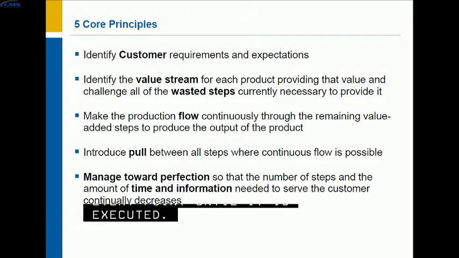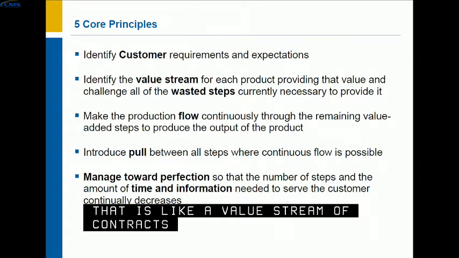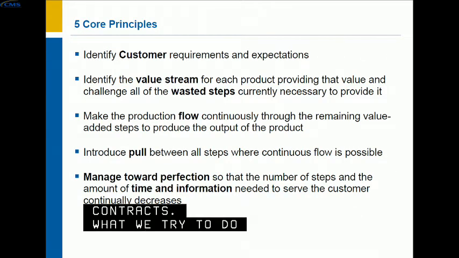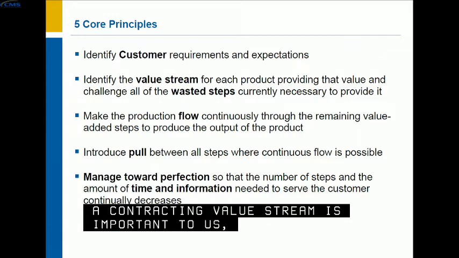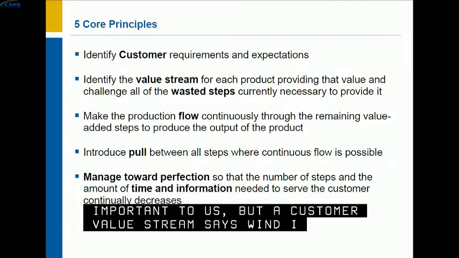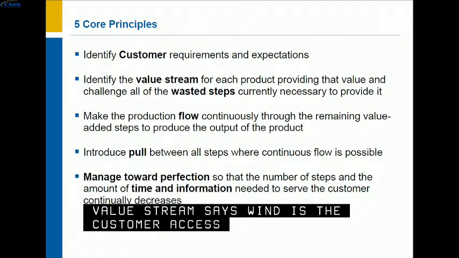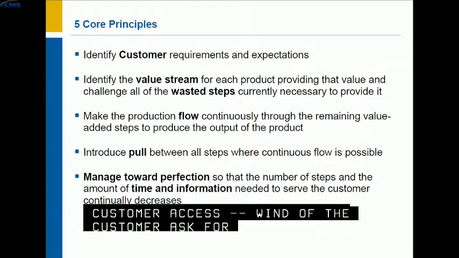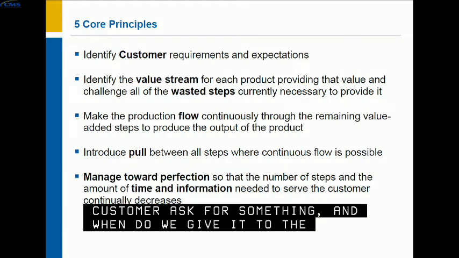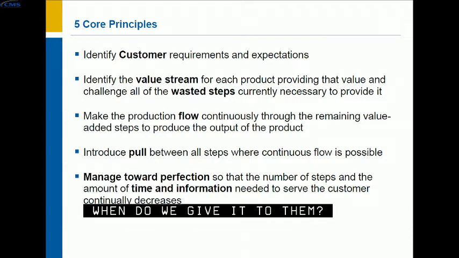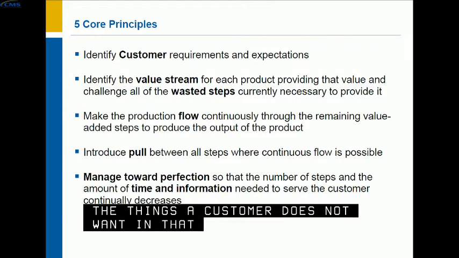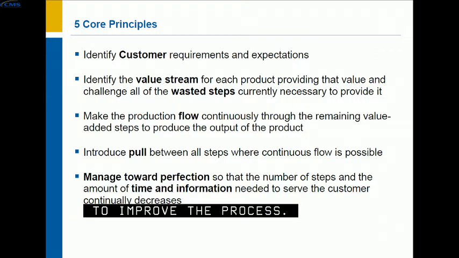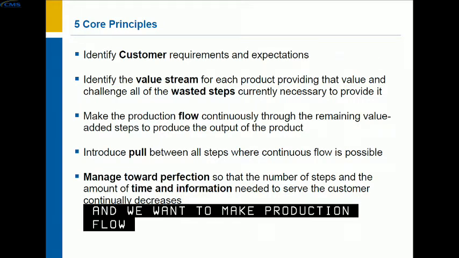Now, what we try to do is think about those in terms of what is important to a customer, not really what's important to us. So a contracting value stream is kind of important to us, but a customer value stream says, when does the customer ask us for something, and have we given them what they need? So it's when your mom calls in and has a question, have we answered her question? And that's creating value through our organization. So what we try to do is get rid of all the wasted steps, all the things that a customer wouldn't want in that process, as we do an improvement process. And then we want to make the production flow. This is another key principle: a lot of times it's natural for us to try to batch things.